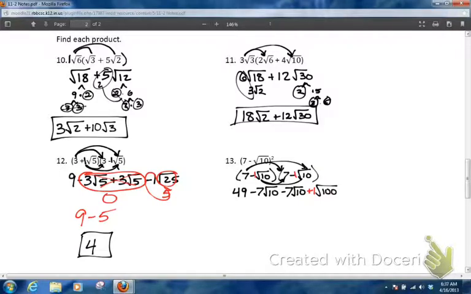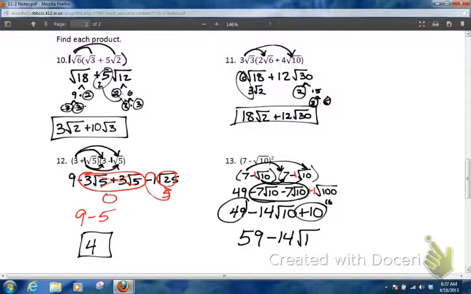And now I simplify. 49 comes down, negative 7 root 10 minus 7 root 10 gives me negative 14 root 10. And square root of 100 is 10 times that positive 1 means it's still just 10. Well, now you can take these whole numbers and add them together. You got 49 plus 10, which is 59, minus 14 root 10. And again, 59 has no square root with it, so you cannot combine it with the negative 14 root 10.